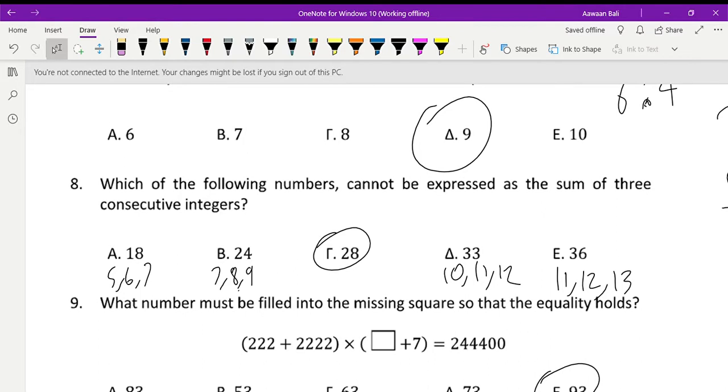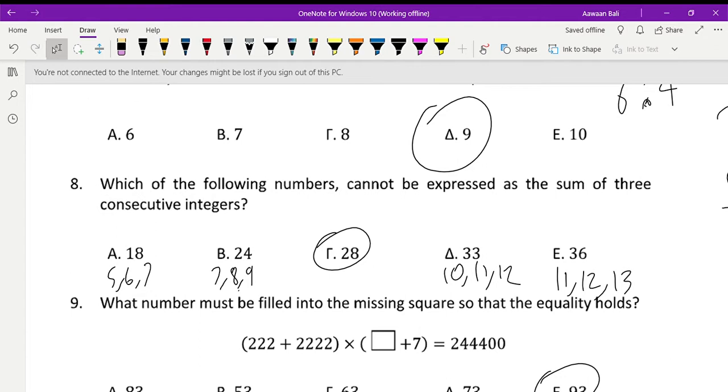8. Which of the following numbers cannot be expressed as the sum of 3 consecutive integers? Now we have 18, 24, 28, 33, and 36. As you can see here, since consecutive integers are numbers which are in order on the number line, they're written here, and if you add them together, like basically 5 plus 6 plus 7 is 18, 7 plus 8 plus 9 is 24, 10 plus 11 plus 12 is 33, 11 plus 12 plus 13 is 36. So you can say gamma is 28.